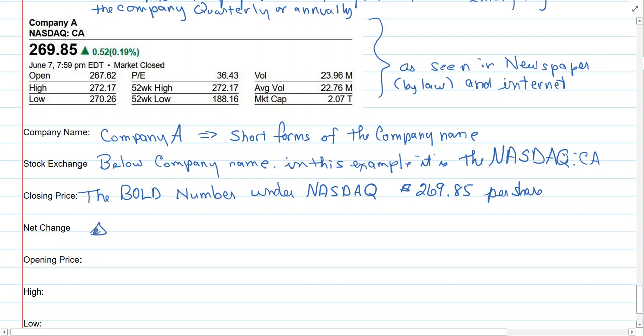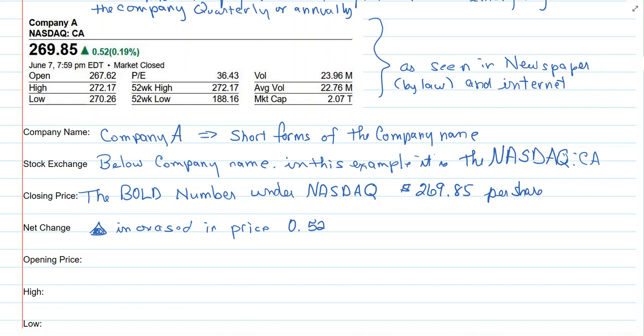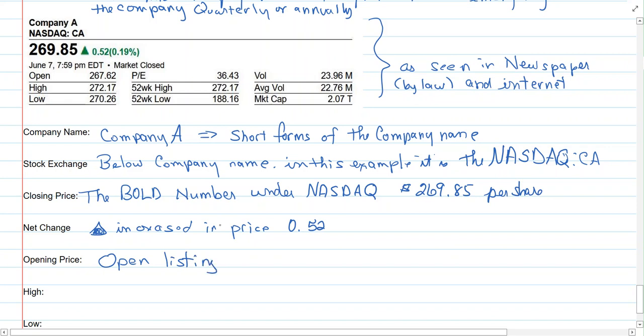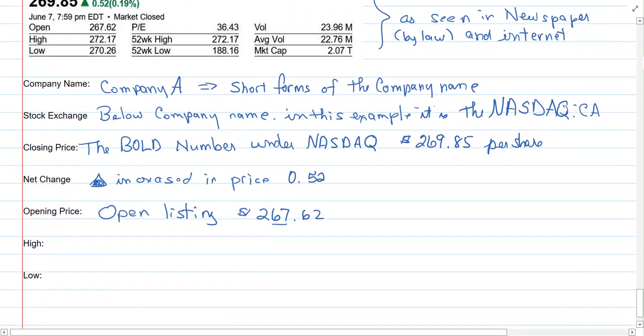Net change is the green or red that comes afterwards. The triangle shows that this one increased in price during the day overall, a certain amount. And in this net change, it is 0.52. And that's a very small amount because we're talking money per share. And opening price is where the open is, which is $267.62. And you can see that it was at 267 and it ended up at 269. So it had a growth for that day.